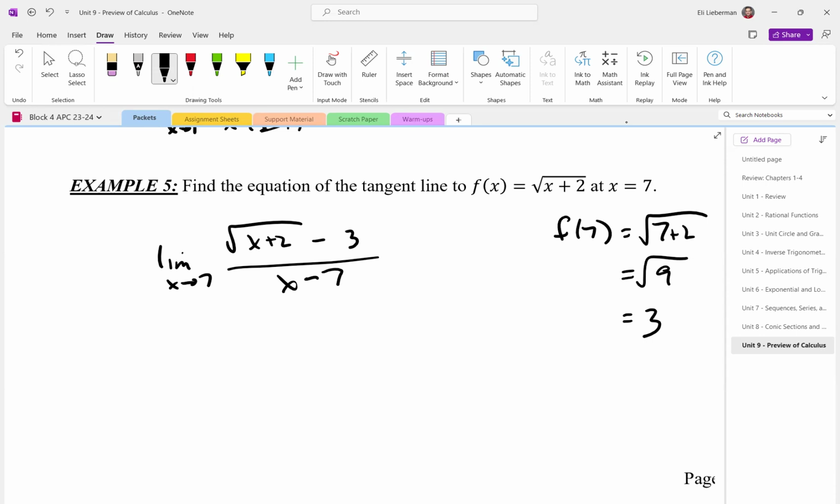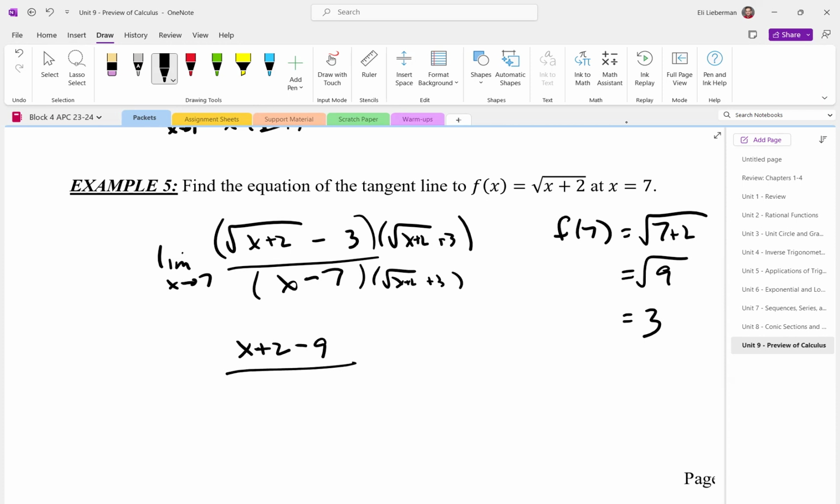Well, sure. Alright, so you multiply by the square root of x plus 2 plus 3, on both sides, right? And that turns the top into x minus 7, so x plus 2 minus 9 first. Yeah, exactly. What should I do at the bottom? Leave it. Oh, okay, I don't have to distribute. Then the top is just x minus 7, is that what it works out to be?